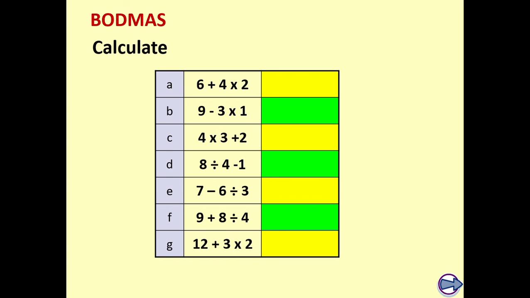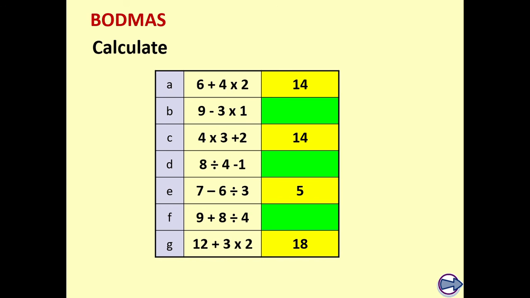Okay, so if we've done the yellow one properly, we should have multiplied first. So 4 times 2 is 8. If we do 6 plus 8, we get the answer 14. Then the answer to C was also 14 because 4 times 3 we do first is 12, plus 2 is 14. Answer to E, we divide first, so 6 divided by 3 is 2. Then we do 7 take away our answer, 7 take away 2 is 5. And the last one should give us an answer of 3 times 2 we do first, which is 6. 12 plus 6 is 18.